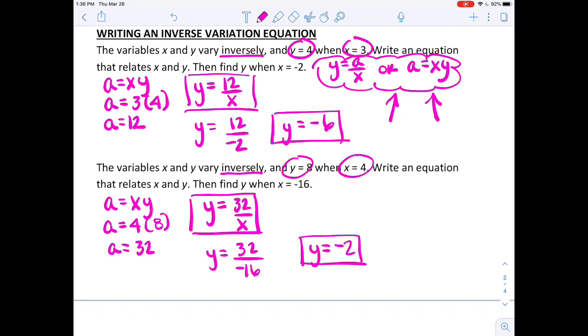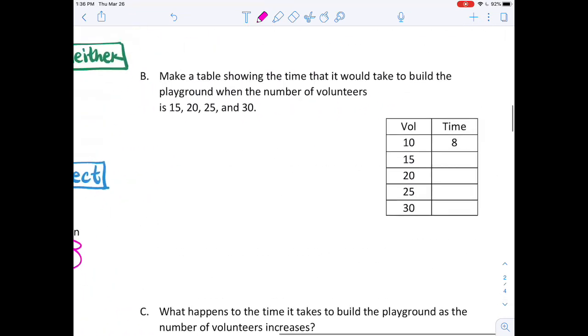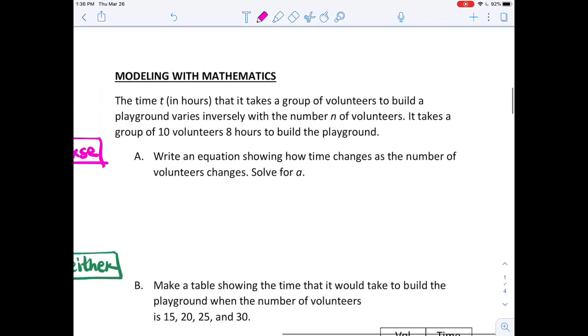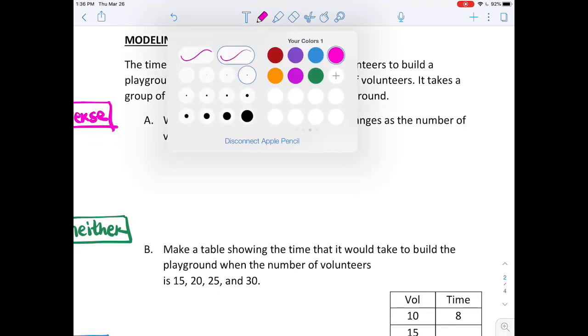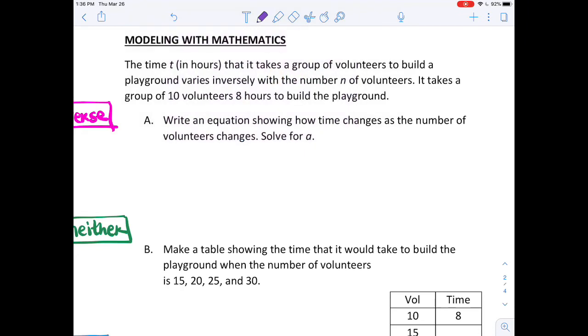All right, let's look at a real-world problem here. This is something that can be used in a lot of ways. We are going to talk about building a playground. All right, so we're going to build a playground, and we have some volunteers.